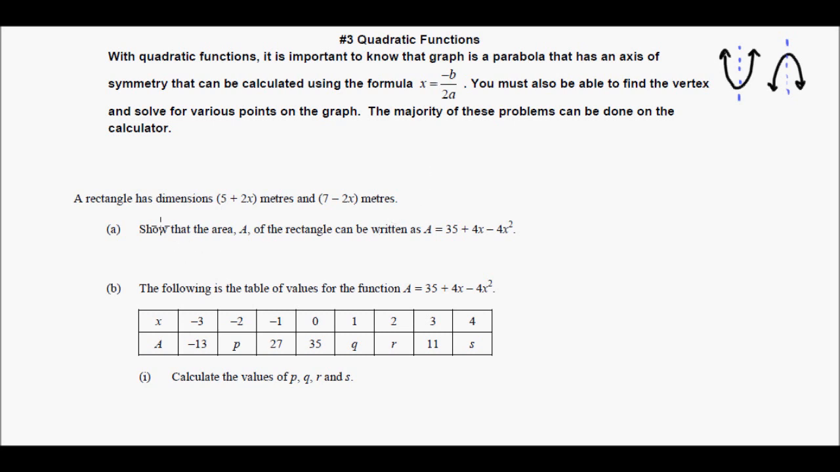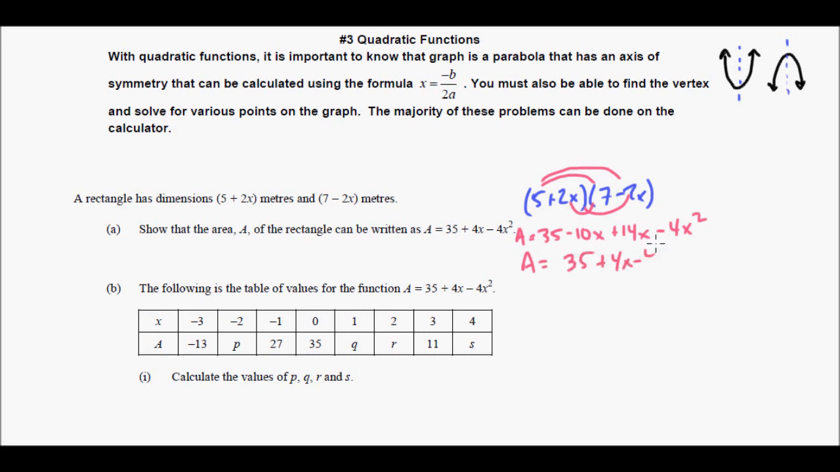Okay, no problem. A rectangle has dimensions of 5 plus 2x and 7 minus 2x meters. Show that the area of the rectangle can be written as 35 plus 4x minus 4x squared. If it's a rectangle, you just multiply the sides, so we'll do (5 plus 2x) times (7 minus 2x), and you're just going to expand brackets here. So 5 times 7 is 35. 5 times negative 2x is negative 10x. Plus 14x, minus 4x squared. If we simplify that, we get the area equals 35 plus 4x minus 4x squared. There you go. All we had to do was FOIL that one.